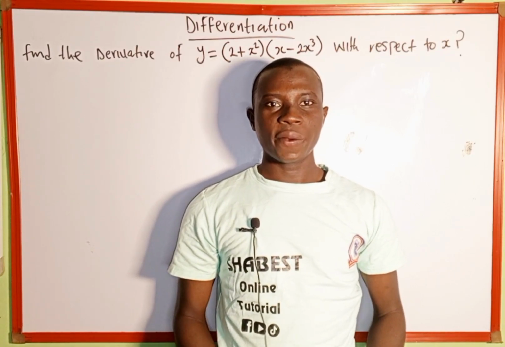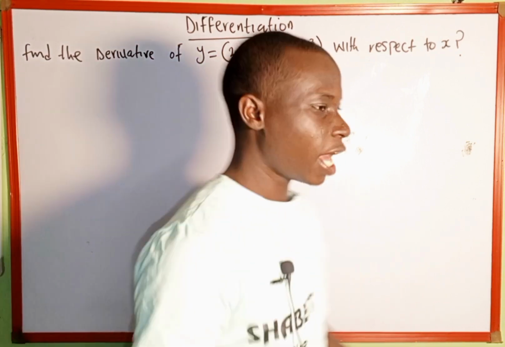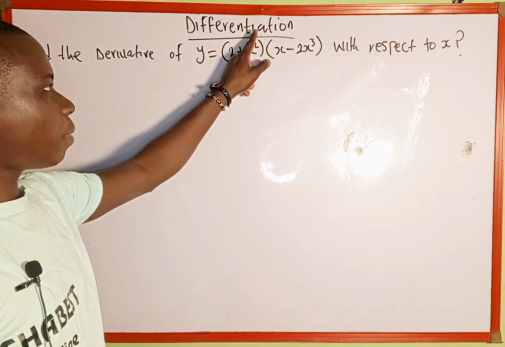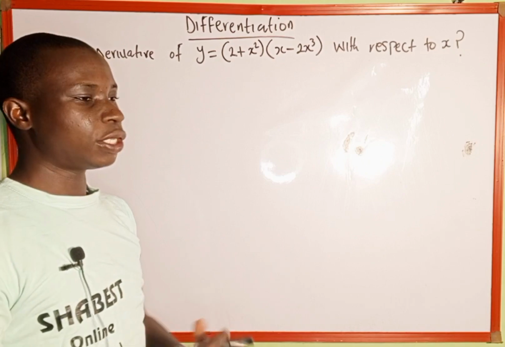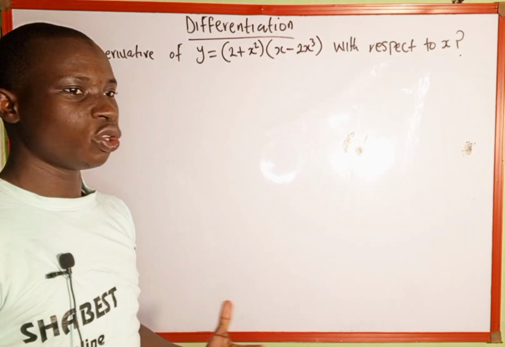In today's tutorial, we're going to learn how to find the derivative of this function with respect to x. And the function given is what? y is equal to (2 plus x to the power of 2) multiplied by (x minus 2x to the power of 3). So as you can see the function, this bracket is multiplied by this bracket, so we're going to use the product rule.